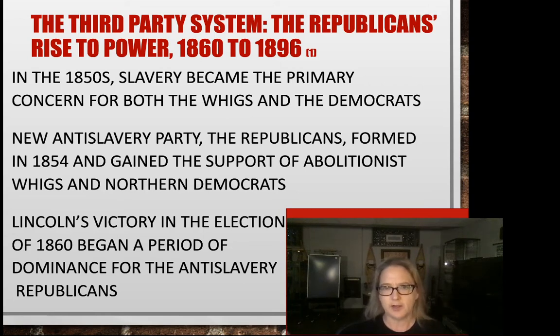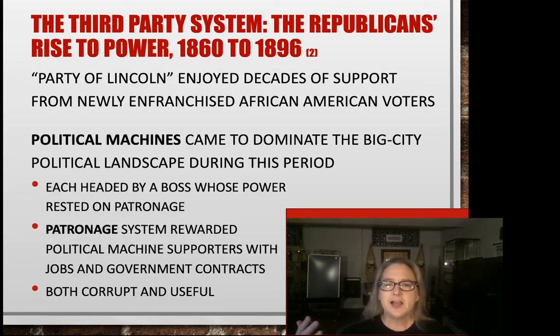The Democratic Party is left with those who are supporting slavery and with their base really being strongly in the South. So 1860, Lincoln's victory in that election began a period of dominance for the anti-slavery Republicans. So obviously, if you know American history, you also know that the election of Lincoln leads to the Civil War because of the abolitionist bent of the Republican Party and the South not wanting any part of that.